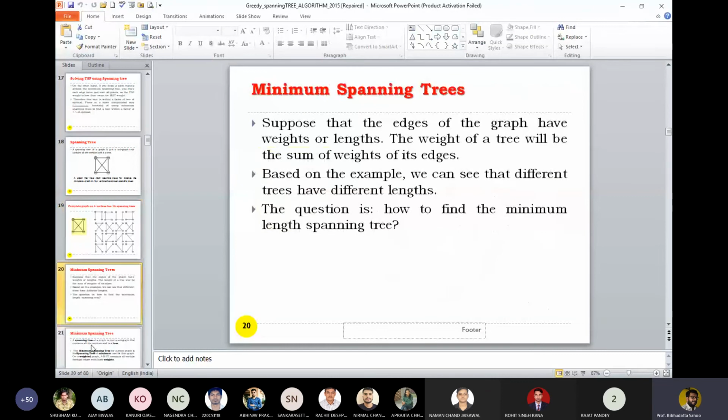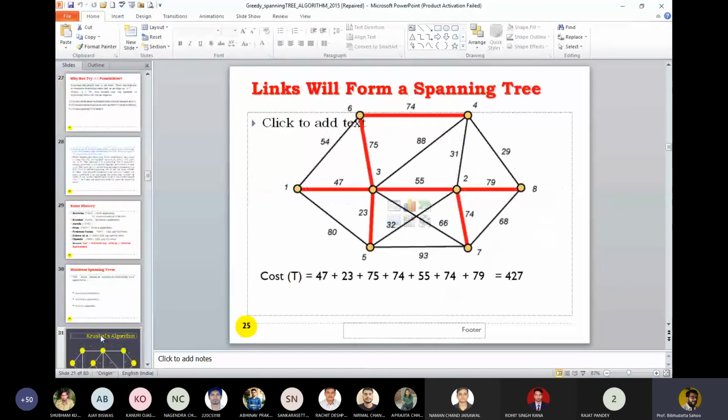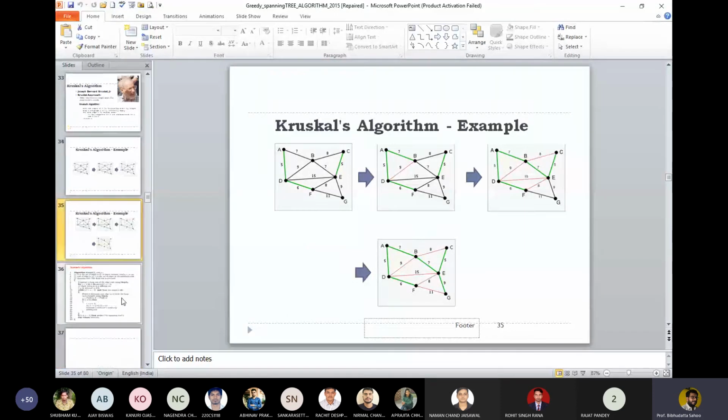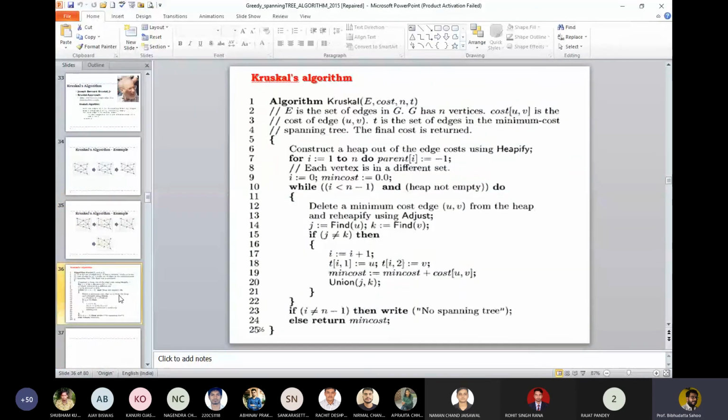Maybe if you require it, I'll share this spanning tree slide. Maybe this is not going to matter much. The critical part is the algorithm. You see how we write down the algorithm. Please look into this. If you look into this algorithm, you see construct a heap.